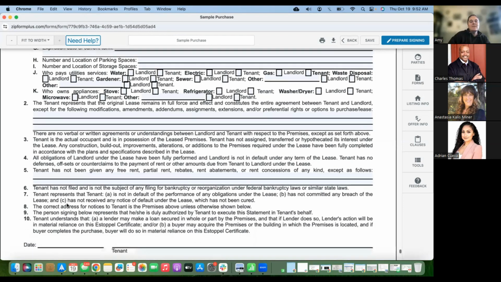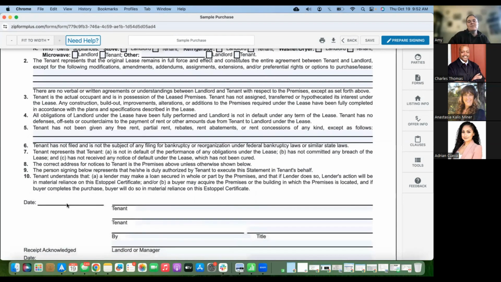Tenant has not filed and is not the subject of filing for bankruptcy or reorganization under federal bankruptcy laws or similar state laws. Tenant represents that tenant is not in default of the performance of any obligations under the lease, has not committed any breach of the lease, and has not received any notice of default under the lease which has not been cured. The correct address for notices to the tenant is the premises unless otherwise shown below. The person signing below represents that he or she is duly authorized by the tenant to execute this statement on tenant's behalf.